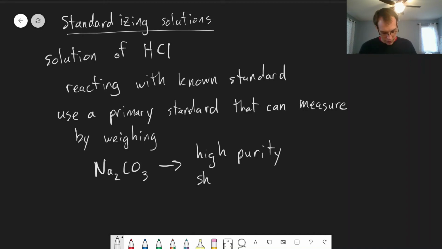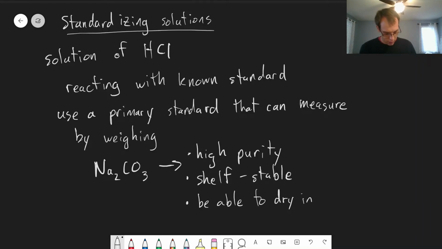It needs to be shelf stable, so something that you can keep in your lab and store and be confident that it's not decomposing into something else, or taking on water or things like that. And another thing that you want to be able to do with it is be able to dry it. And the purpose here is we want to remove water.